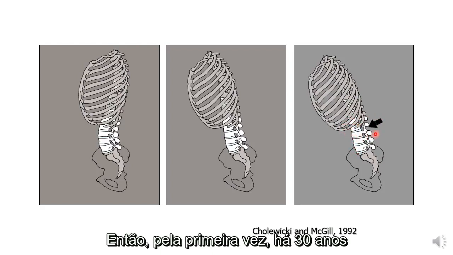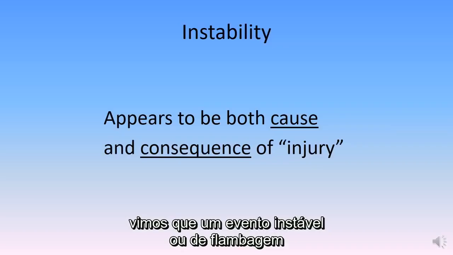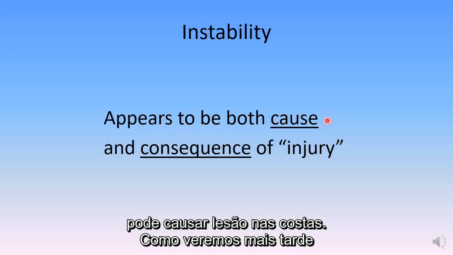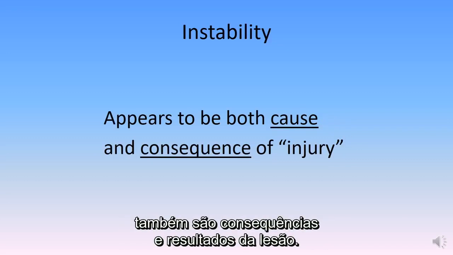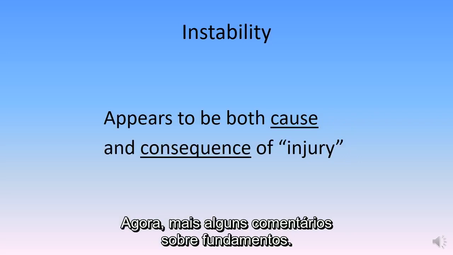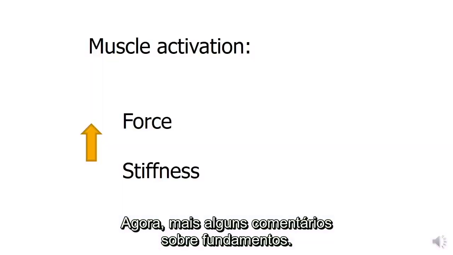So for the first time, 30 years ago, we saw that an unstable event or a buckling event could cause a back injury. And as we will see later, instability and micro movements causing pain at a joint are also the consequence of injury. Well, now for some more foundational thoughts.